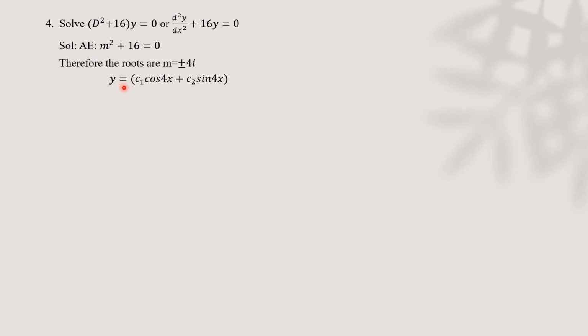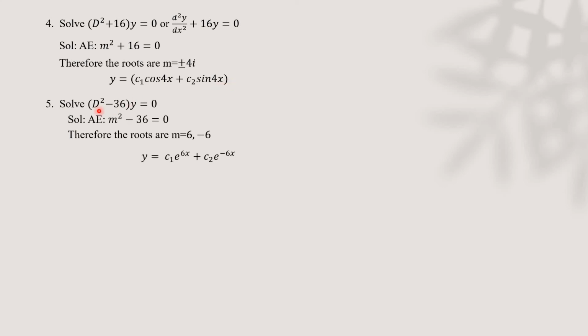Then, as we have only the imaginary part, we can write the solution as c1 cos 4x plus c2 sin 4x. This is the way of solving the given equation. Next, similarly, instead of d square plus 16, I have taken d square minus 36, which is of the form m square minus 36.